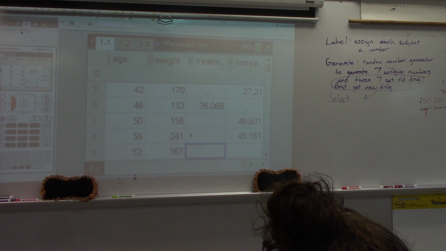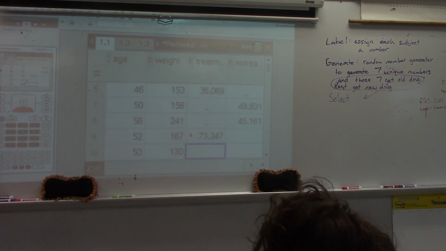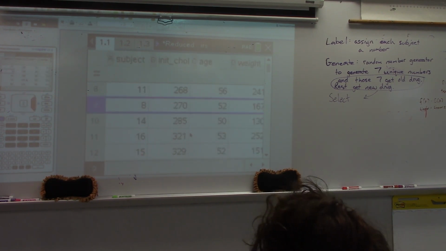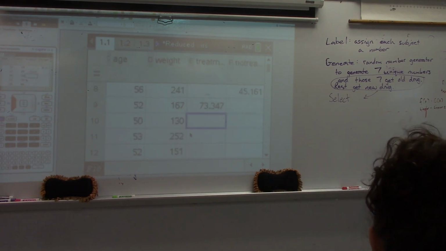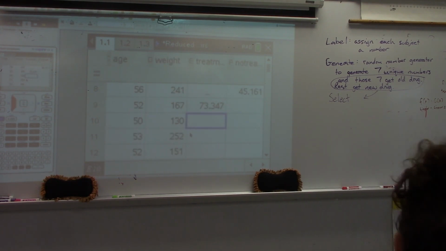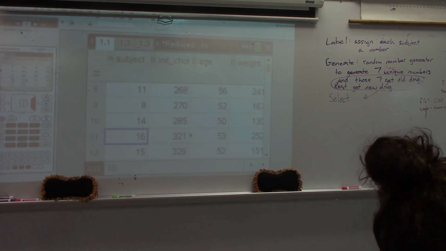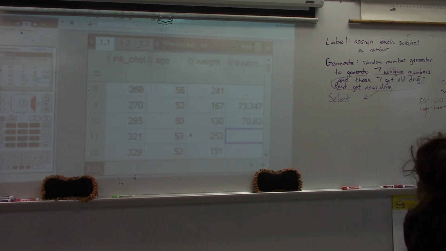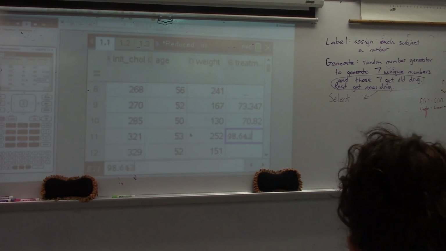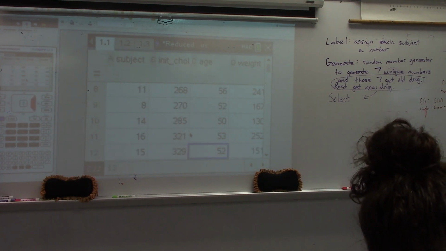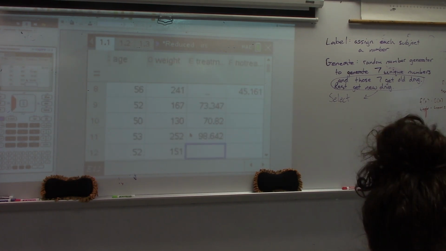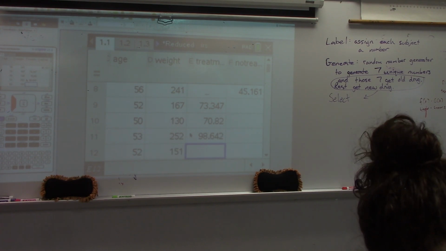What was your total reduction? 73.3472. All right. Next, we got 14, 16, and 15. 14, what'd you get? 70.82, and I got the new. Okay. 16, I think. The new treatment, and I got 98.642. 15, 98 is crazy. You got new, right? Yes.